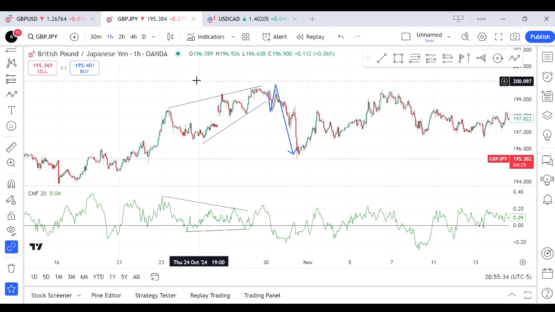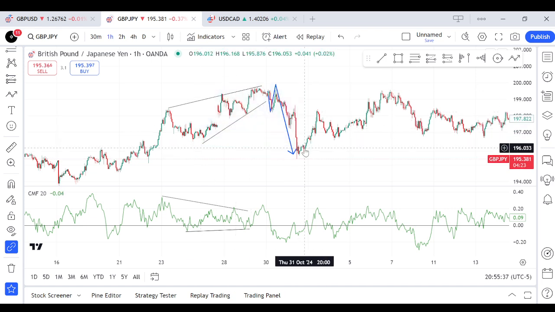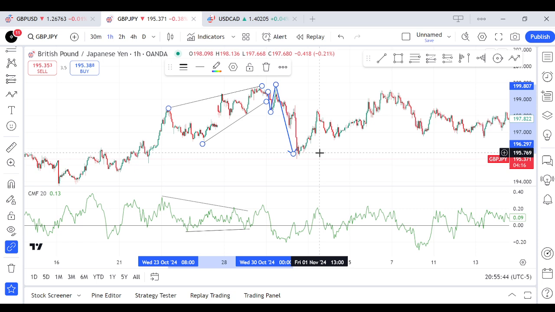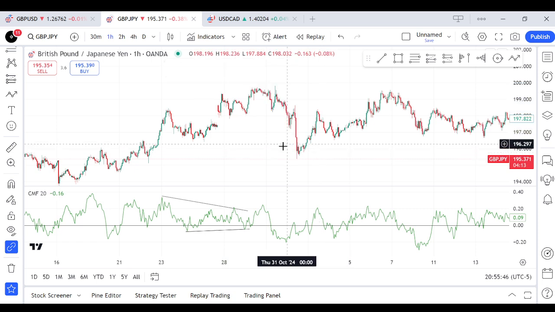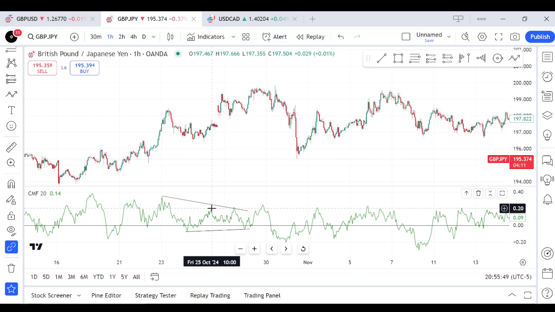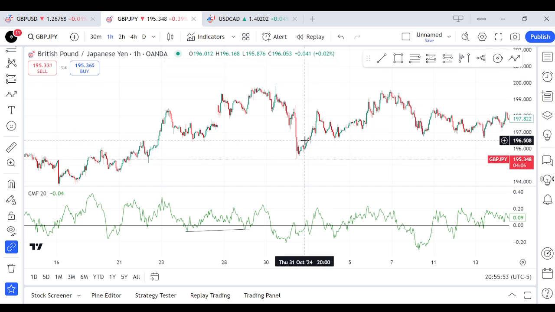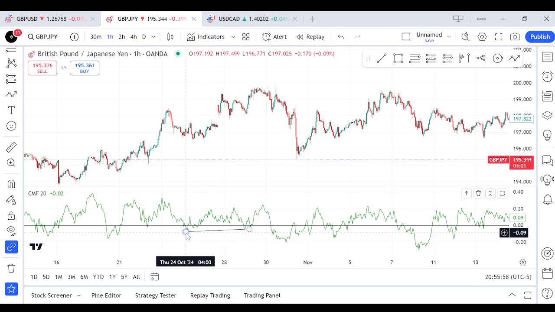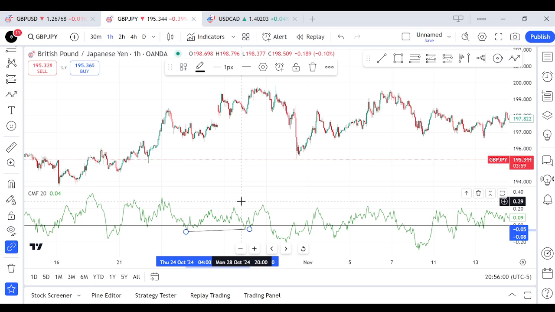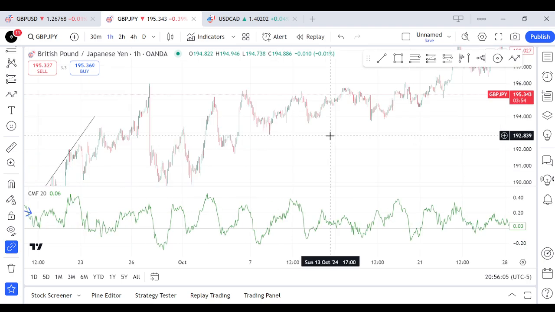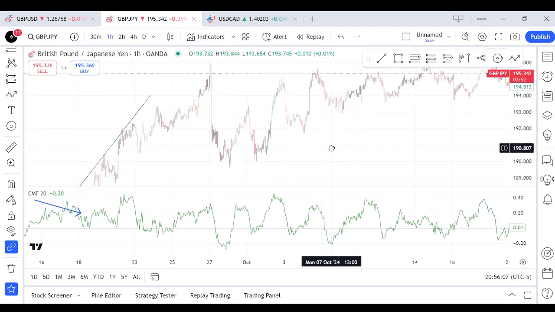And also you can use the CMF to time your entries and exits more effectively. A cross above zero could be used as a buy signal, especially if confirmed by other indicators or price patterns. On the other hand, when the CMF crosses below 0, it may indicate a good time to sell or exit long positions. So for example, you can see this. Let me find a good example to explain that.